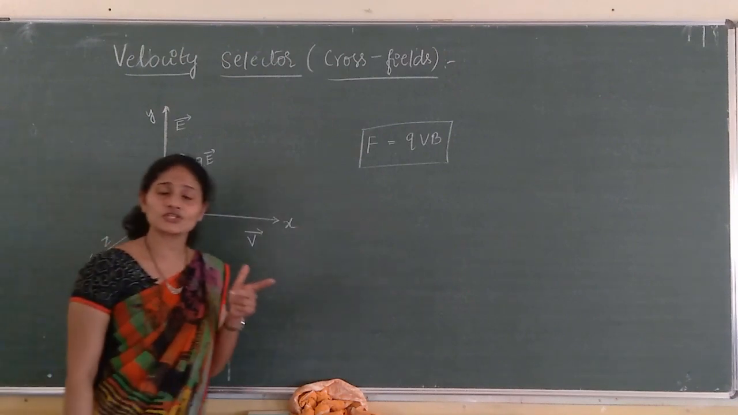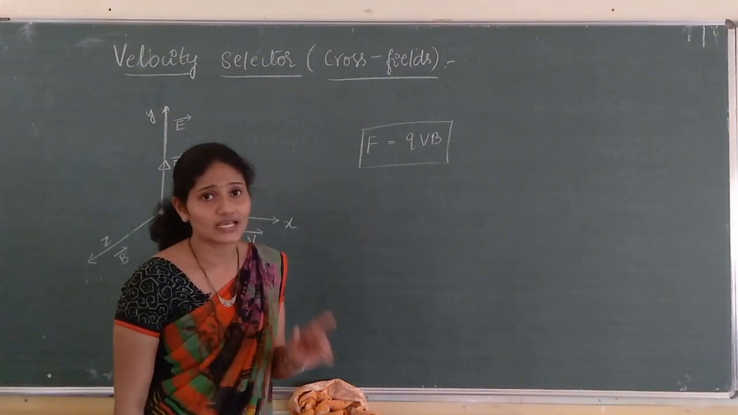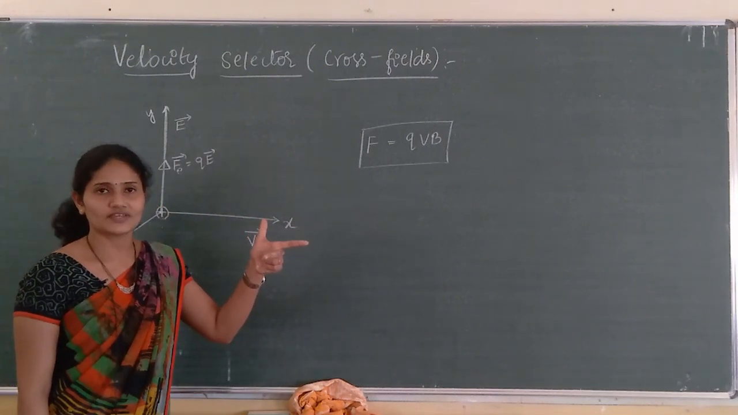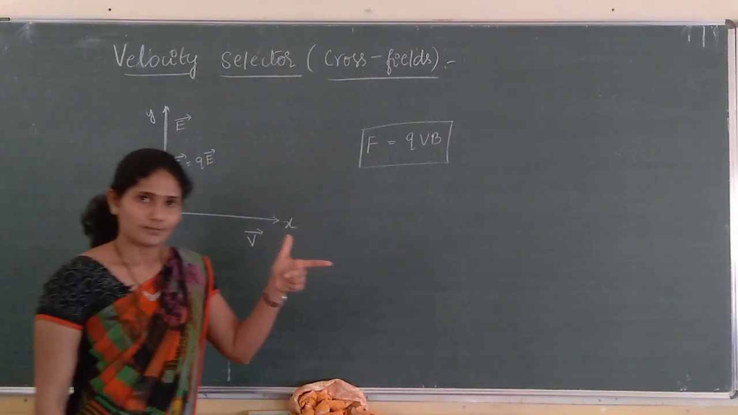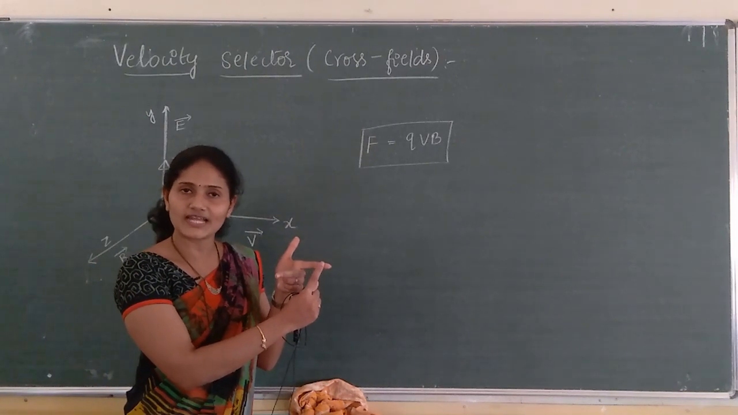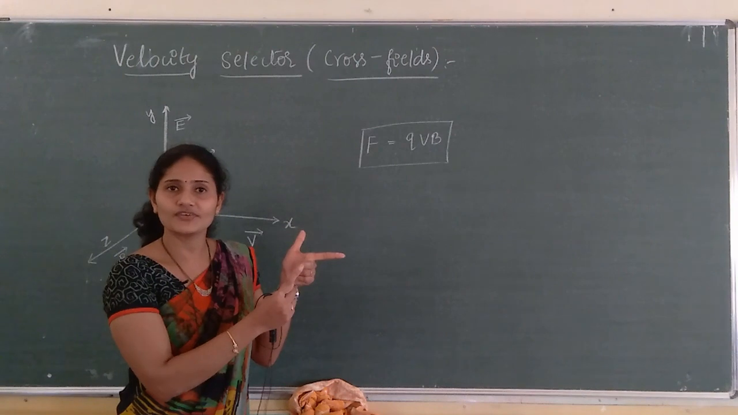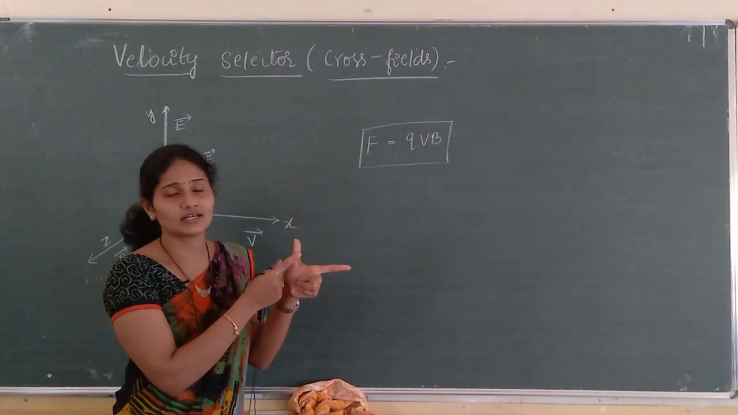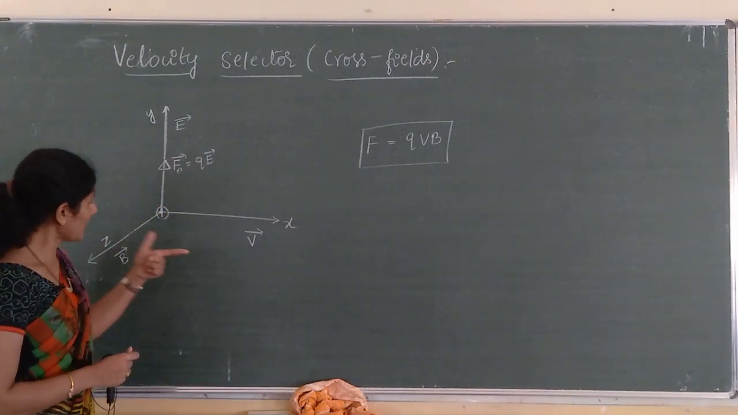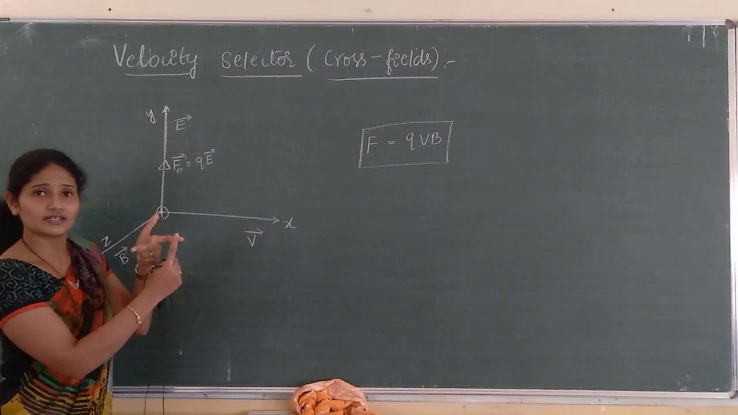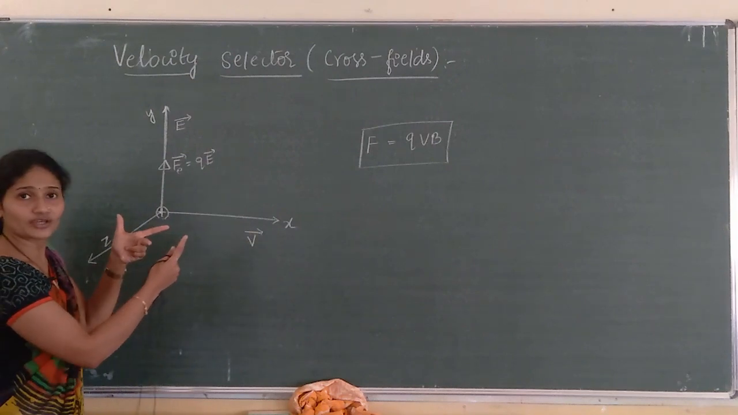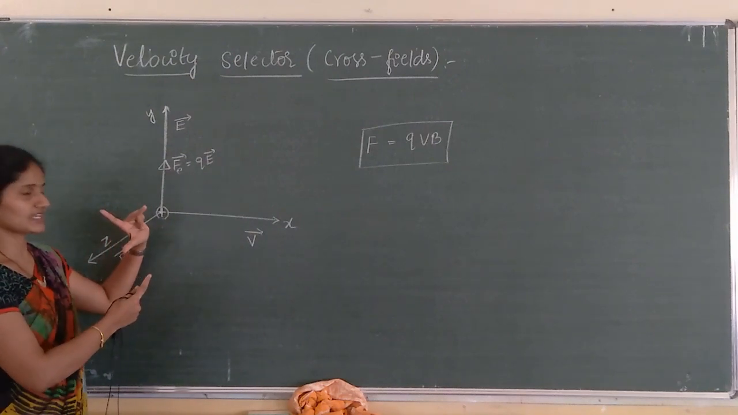Now let us see what is the direction of magnetic force, because it is a vector quantity. To find the direction of magnetic force, we have to use Fleming's left hand rule. According to this rule, the forefinger gives the direction of magnetic field, the middle finger gives the direction of velocity, and the thumb gives the direction of force. So the magnetic field, that means the forefinger, is along the z axis, and velocity is along the x axis.